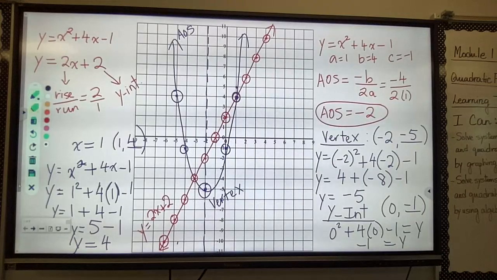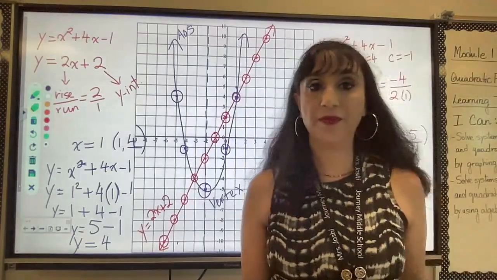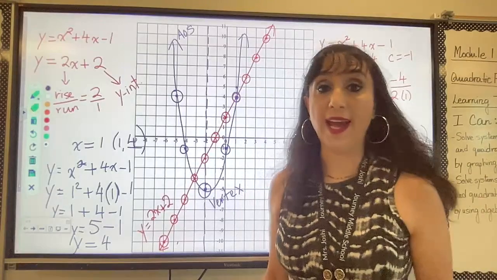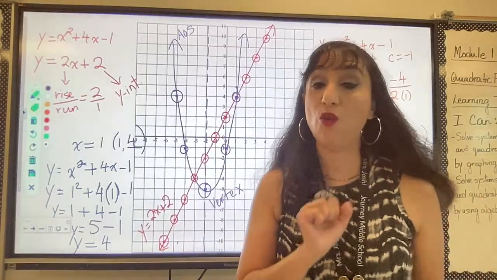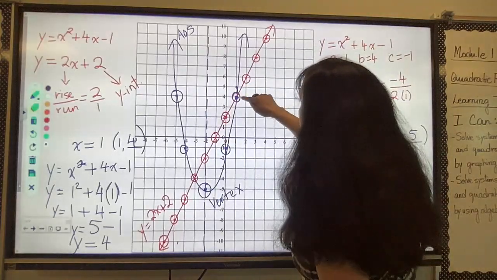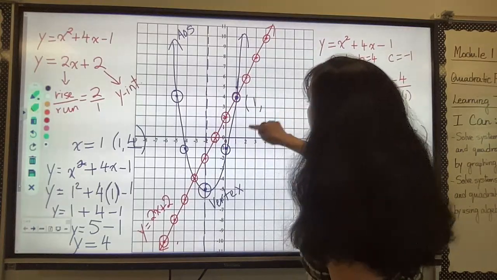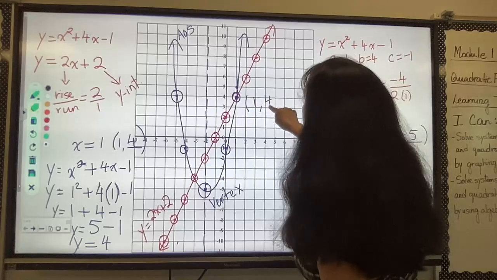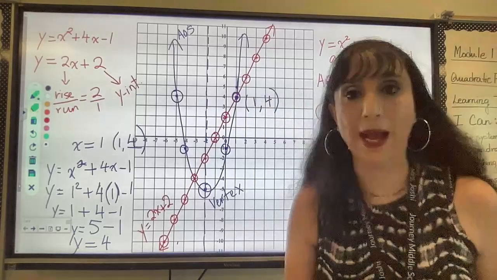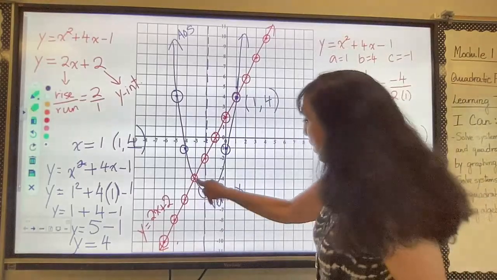Okay? So let's look at this. What do I see that is overlapping in the graph? I can see that there are 2 points that are overlapping. One is over here, and this one is going to be my 1 and 4. Here is one of the overlapping. And then the second one that I'm noticing is over here.